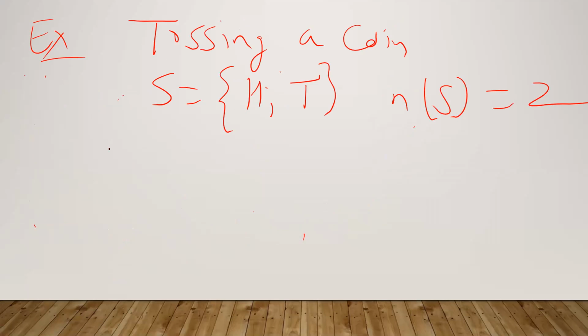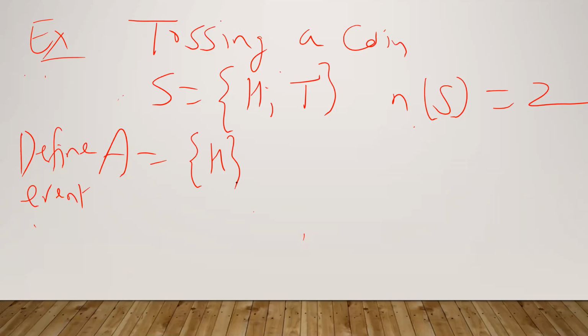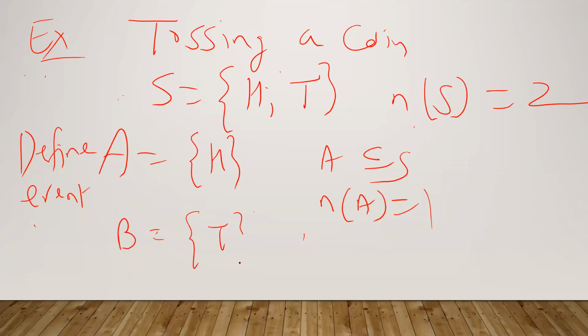Now see, I can define my event A as, in tossing a coin, getting a head. That's my event. So I know that A is a subset of S. Yes. And what is the number of points in A? It is 1. So in an event, I am taking a particular type of result, getting a head. Similarly, I can have another event, getting a tail. So this B is also a subset of S. And how many points are there in B?